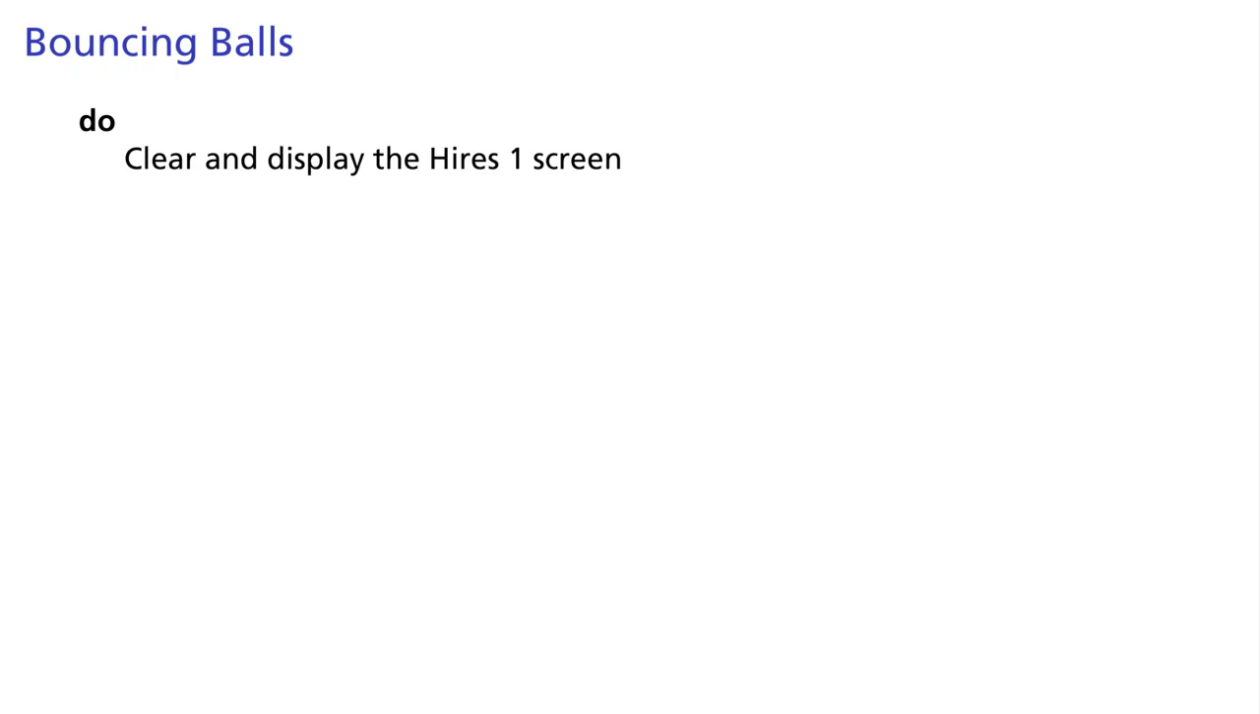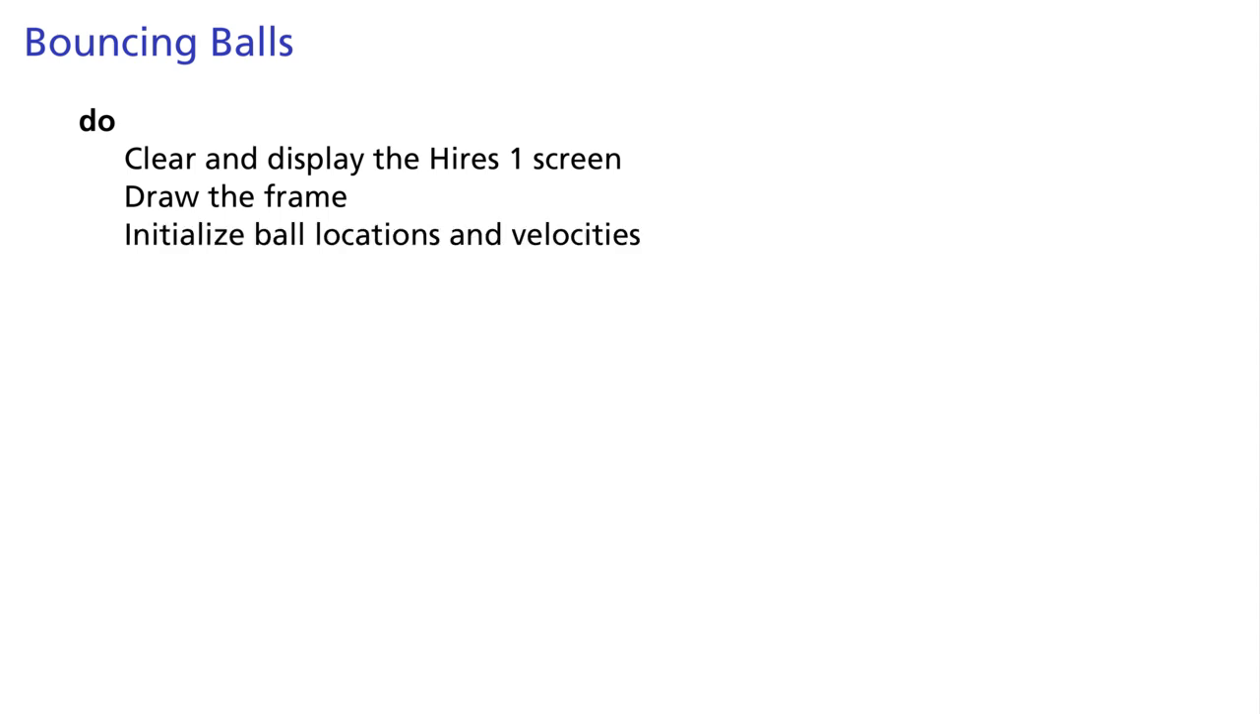Here's the pseudocode. My code begins by clearing the first high-res screen and then switching to it. Doing it in this order hides the surprisingly slow screen clearing process. Next, I draw the frame, 2 horizontal lines and 2 vertical lines. This is fast enough so you don't see it. Next, I set up the positions and velocities of all the balls, and then draw the balls on the screen in their initial locations. Then I enter the main loop, which loops over each ball.